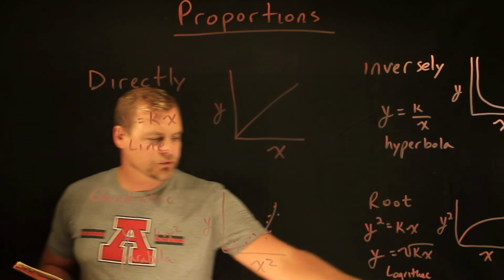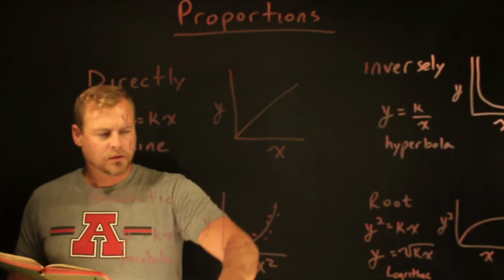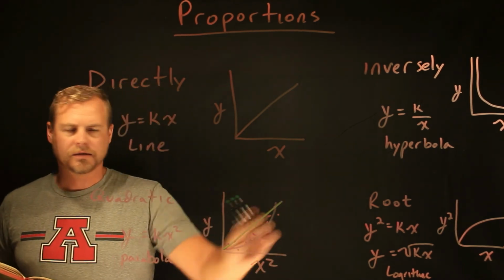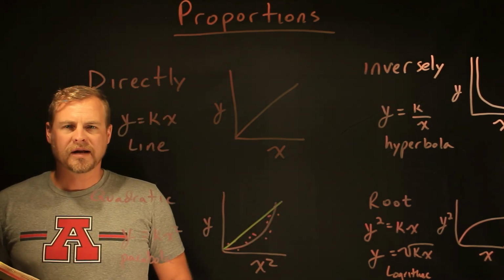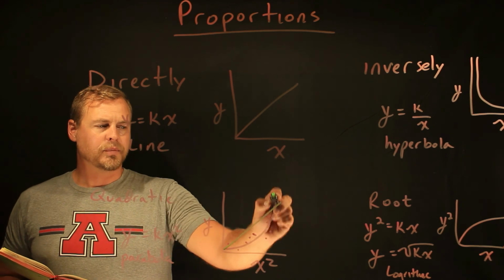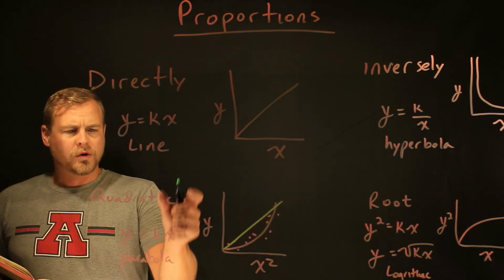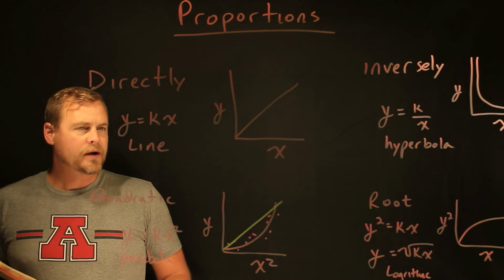Now if I tried to put a line of best fit that's a line, it wouldn't fit the data as well as the pink one here, the quadratic line. And so the quadratic formula is y equals kx squared.